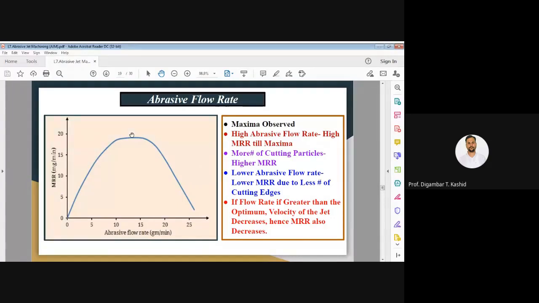This is what you can see beyond this line: the material removal rate starts decreasing, and you can see it may join here also after a certain limit. So this is important. Your material removal rate is going to increase, but only up to a certain limit. After that maxima, your material removal rate is going to decrease.